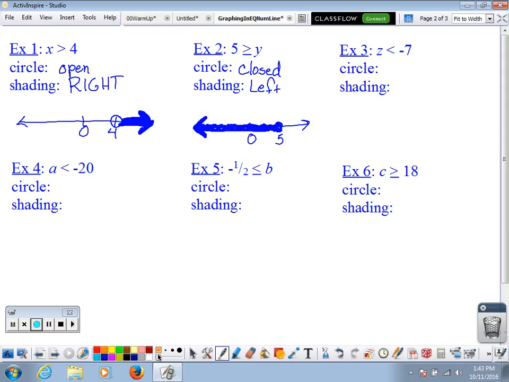Okay, let's take a look at number 3. I've got z is less than negative 7. So we'll sketch the number line to get it ready. 0 near the middle, and negative 7 over on the left. Now I want to think about that circle, whether that circle should be open or closed. Well, I see less than. z is less than negative 7. And if they're using is less than, we use an open circle. So I'll put an open circle on that negative 7. I will not fill it in.